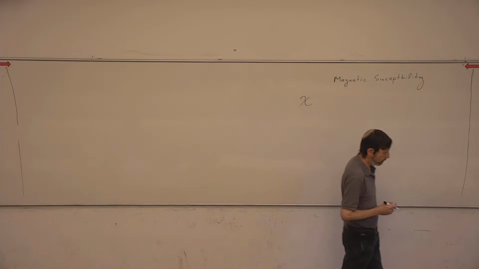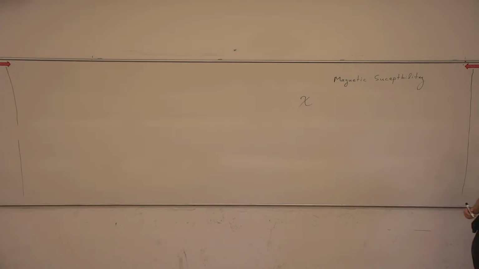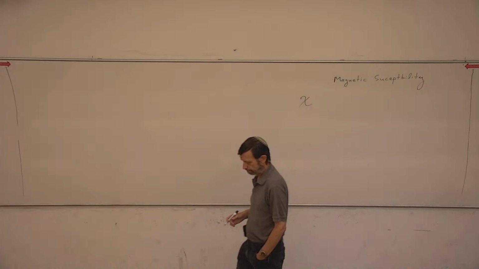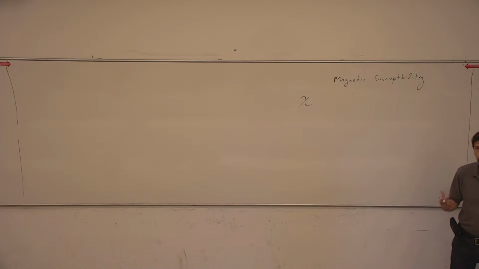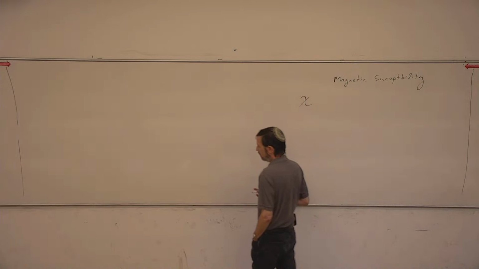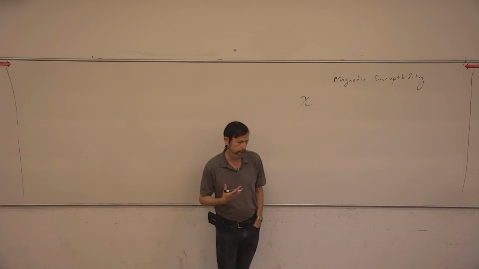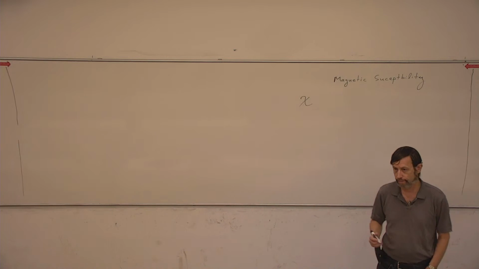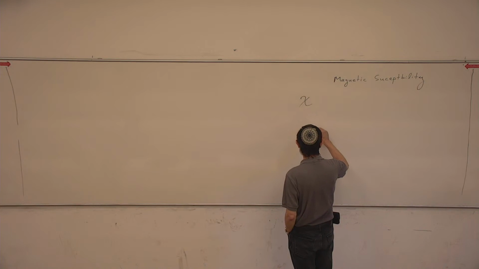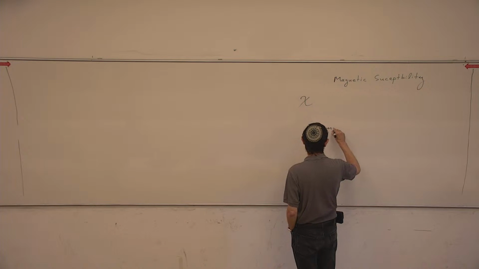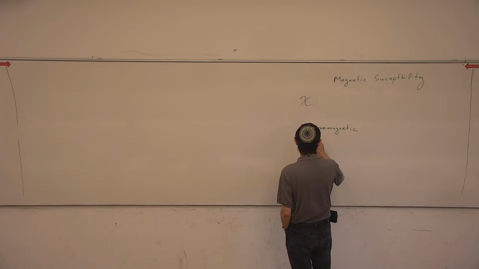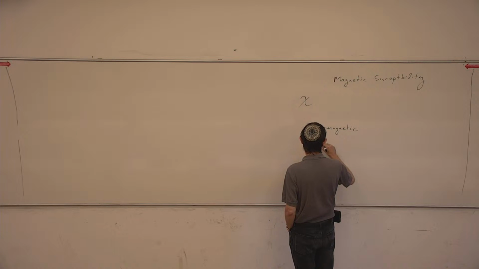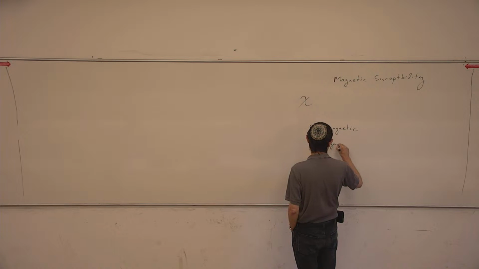Okay, so basically physicists divide the response of magnetic materials into three categories: ferromagnetic, paramagnetic, and diamagnetic.